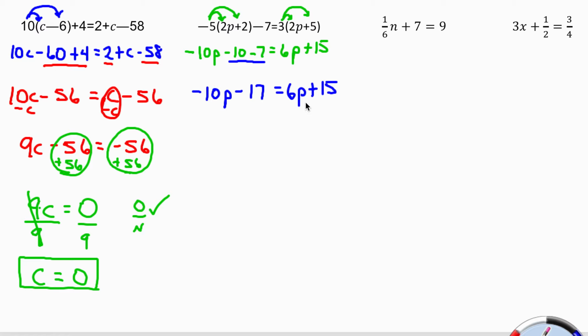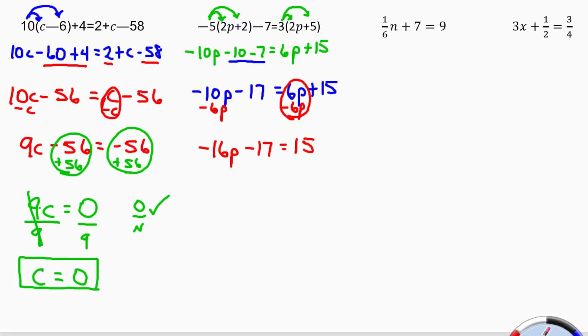I don't want any p's over here. So I'm going to take 6 p's away so that there will be 0 p's over here. But I have to do the same thing to both sides. Signs are the same, so add. Keep the sign in front of the big one. 0 plus 15 is 15.